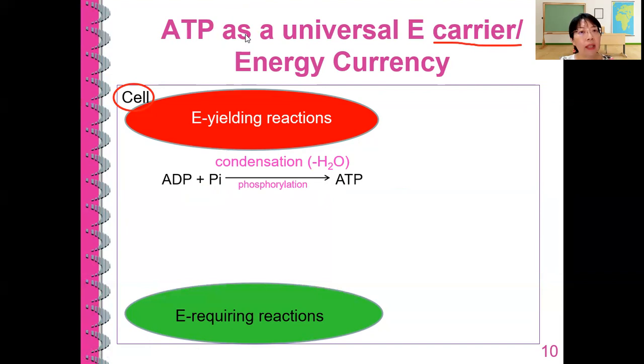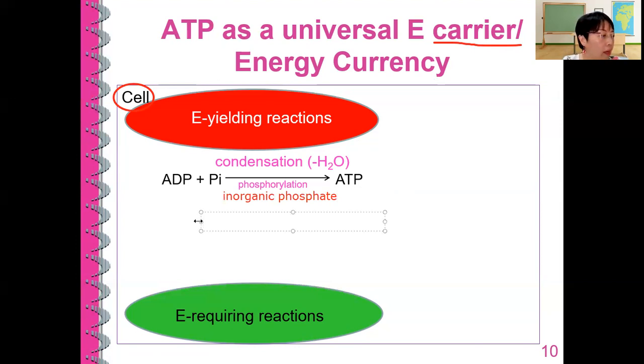Okay, now this Pi here stands for what? This Pi here stands for phosphate. The i stands for inorganic. So it's inorganic phosphate. Make sure you write all this into your notes.